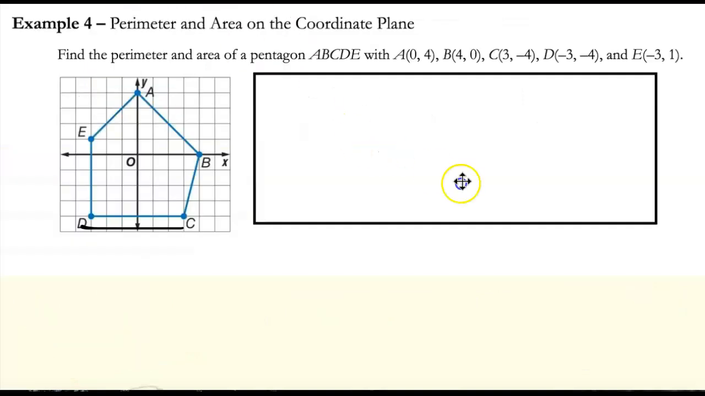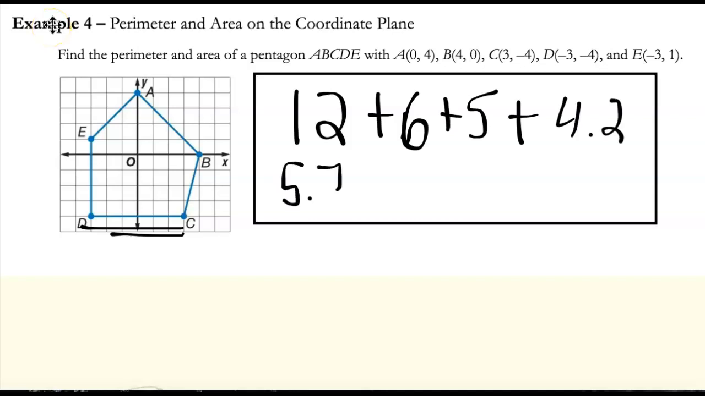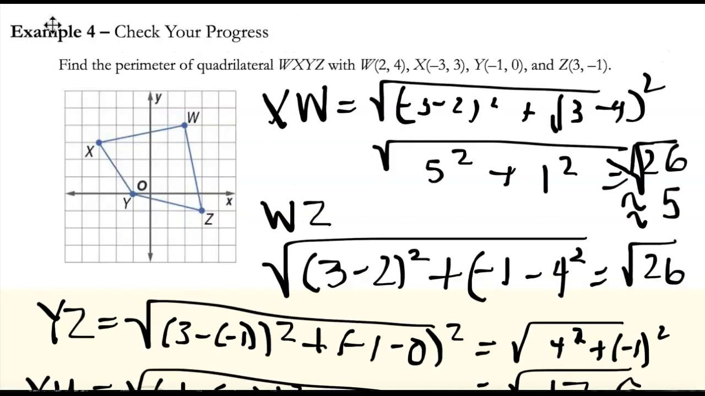So the last thing we would need to do is just add up all of those parts. So let's check. Here we would get 12 plus the bottom part, which was 6, and the side part here, which was 5, and then we just have to add them together to get the total. So 12 plus 6 plus 5 plus 4.2 plus 5.7 comes out to be 32.9.